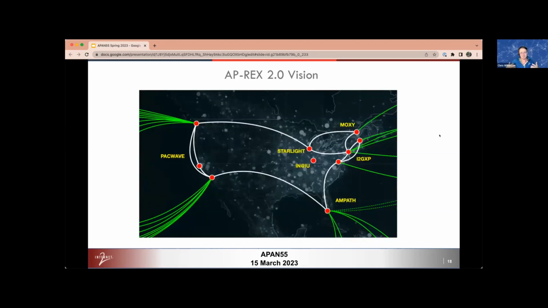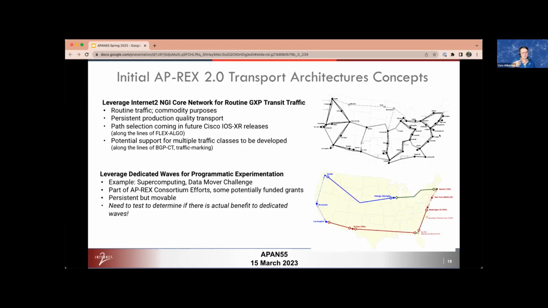From a network perspective, it might look something like this. We have links in from the West Coast, links in from South America, links in from Europe and Africa, and they all come together into the exchange points into this conceptual fabric. It also gives us an opportunity to build both dedicated wave systems and also leverage the Internet2 core or the regional core networks inside the United States for conveying the more routine traffic. So, there could be in some ways some bifurcation of use depending on what application is being served.